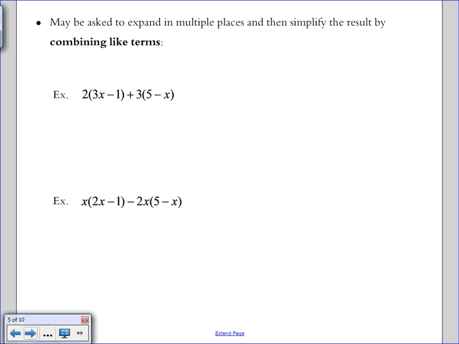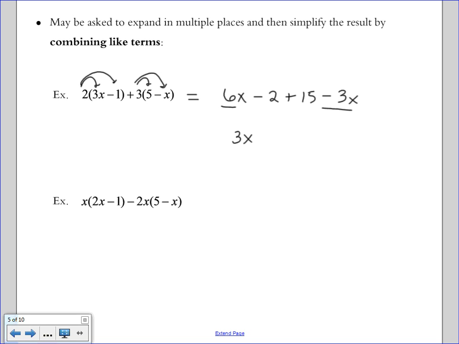You might be asked to expand in multiple places and then look for like terms to combine. So combining like terms is the simplifying step that you have to do at the end. Here we have to distribute the 2, so expand the first parentheses, and distribute the 3 to expand the second parentheses. So we end up with 6x minus 2 plus 15 minus 3x, and now I'm looking for like terms across this expression to combine. The 6x and the minus 3x gives us positive 3x, and then the minus 2 and the plus 15 gives us positive 13. And you stop when there's nothing left to simplify.